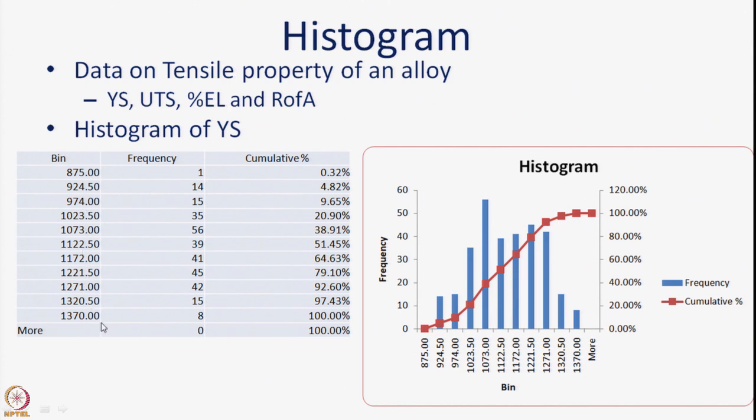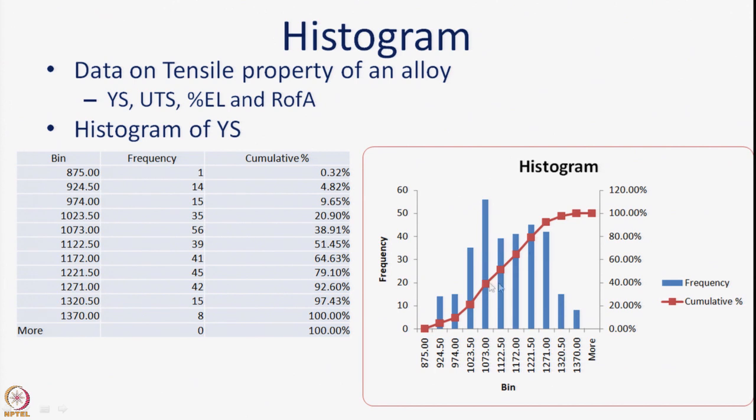These values you see, 875 MPa, 924.5 MPa, etcetera, are the yield strength midpoints of the bins, and here is the count, the number of data points that fall in each bin. And here is the cumulative frequency. This is 15 out of 311, then this is 15 plus 15, 30 out of 311, like that. This is the cumulative percentage of data that falls below this particular bin value. And here is a plot.